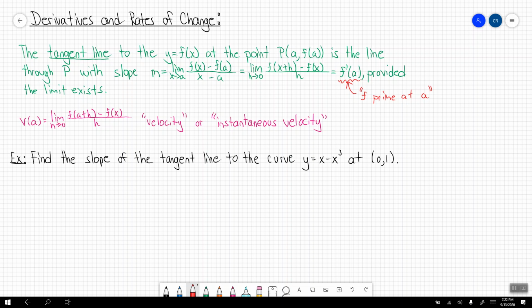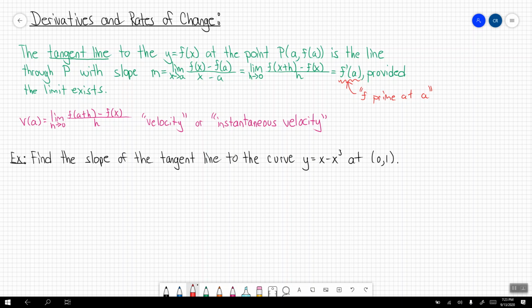So on this first example, we want to find the slope of the tangent line to the curve y equals x minus x to the power of 3 at the point (1, 0).